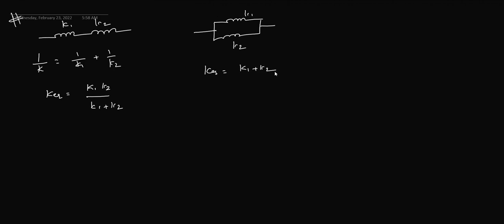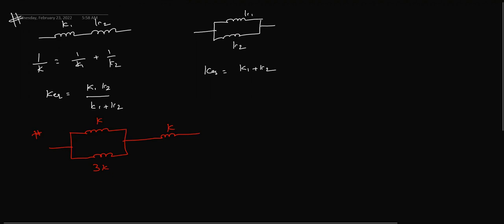Already we discussed this. For example, they give one question like this. They give two spring constants, this is K, this is 3K, and another spring constant is K. Then they're asking for the resultant. If you observe, how are these two connected? These two are connected in parallel, so the answer is just K1 plus K2.